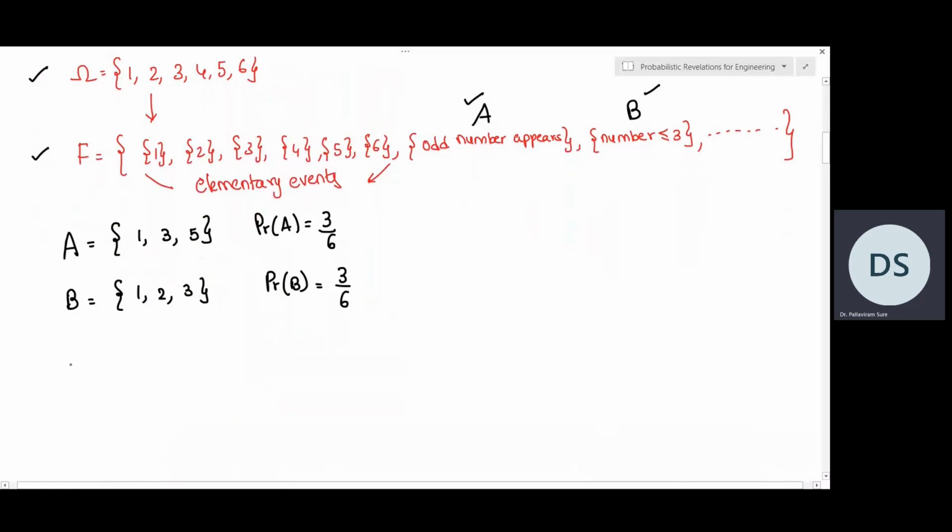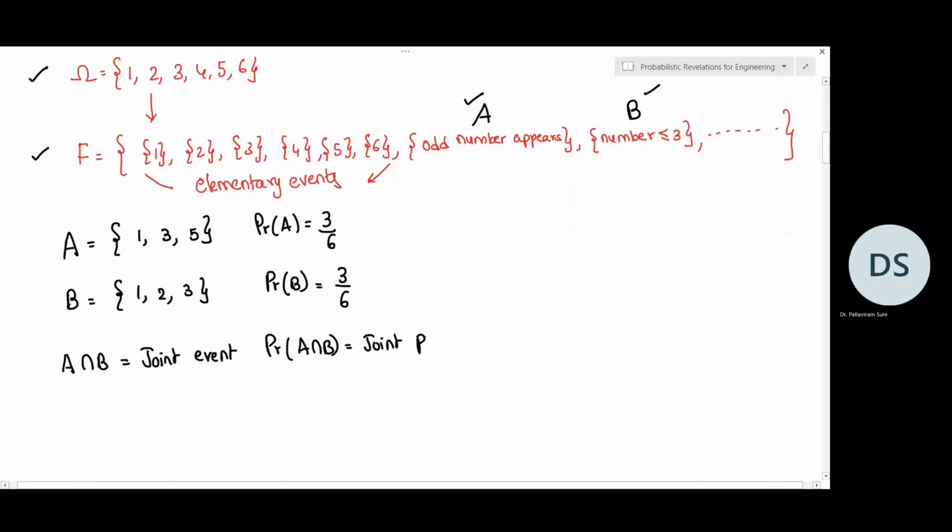Now the event that we define here is a joint event, which is A intersection B. This is called a joint event. So hence the probability of A intersection B, we call it the joint probability. Now, what is A intersection B? If we write all the intersection elements, you will see that 1 and 3 are there in common. So A intersection B stands for the common elements in A and B. So this is {1, 3}.